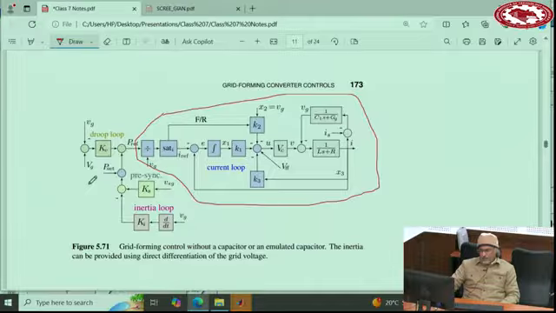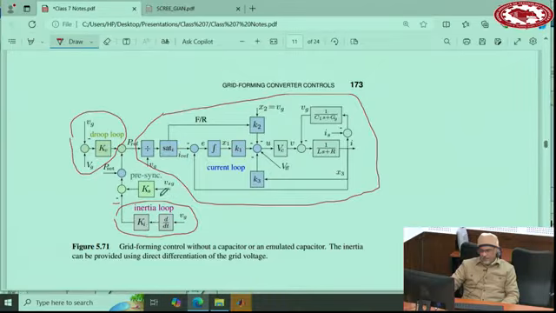Now, this approach here, which will work for DC but may not work for AC, says I'm going to add a droop term here. So this is static droop support. And then I'm going to add an inertia term here. Inertia term, remember what it was? It was proportional to the derivative with negative sign. So derivative of the grid voltage with negative sign.